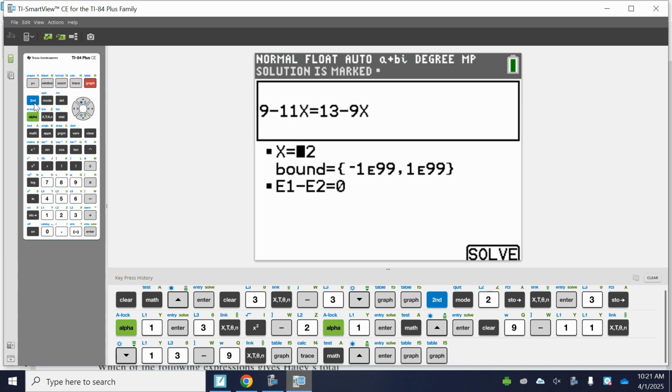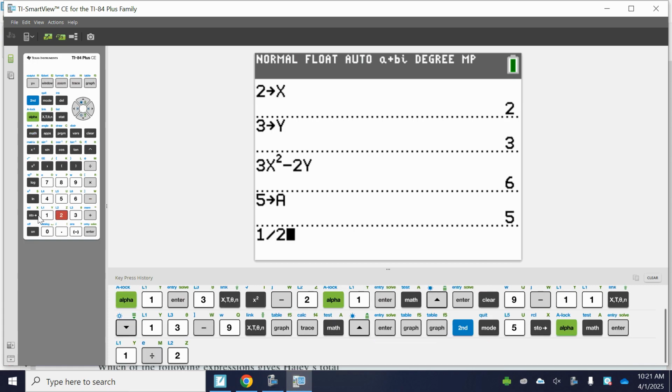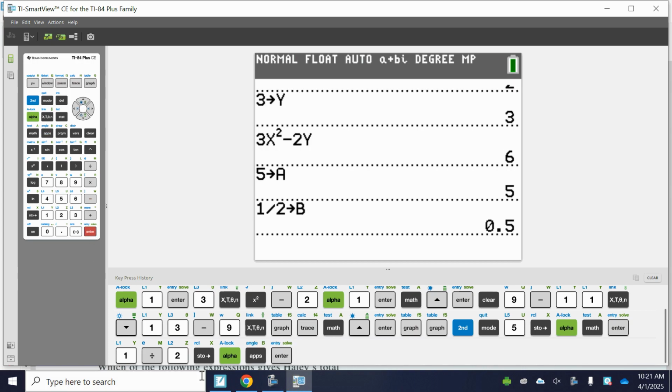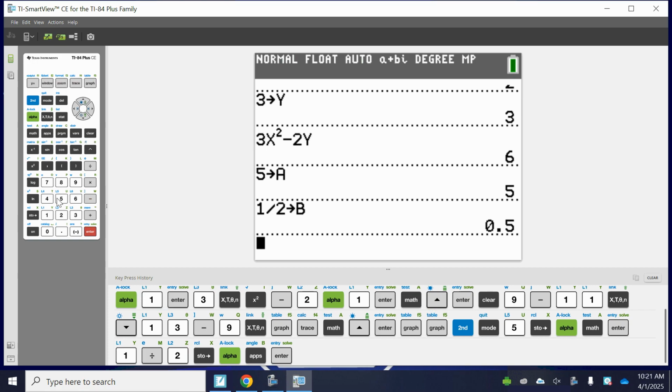And of course, what I like here is I love the STO. It would be 5 STO A and 1/2 is my B. So I'll go 1/2 STO B, and then I don't have to do any calculation, huh? What is it? A squared, so it'd be A squared, where's the square?